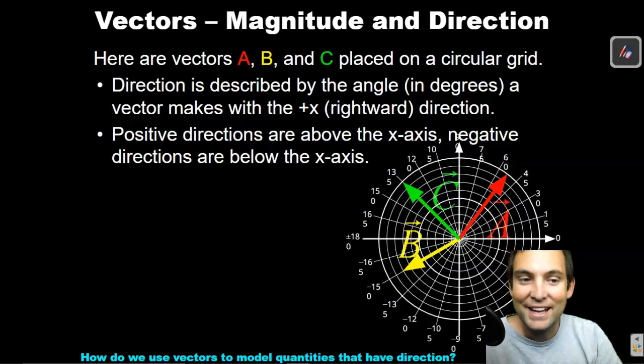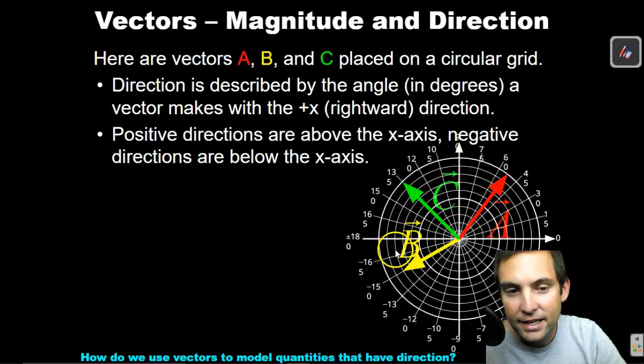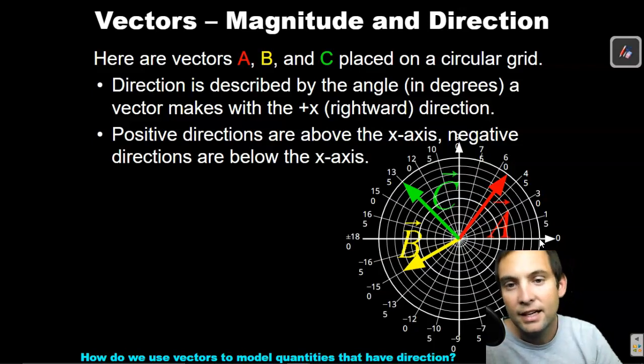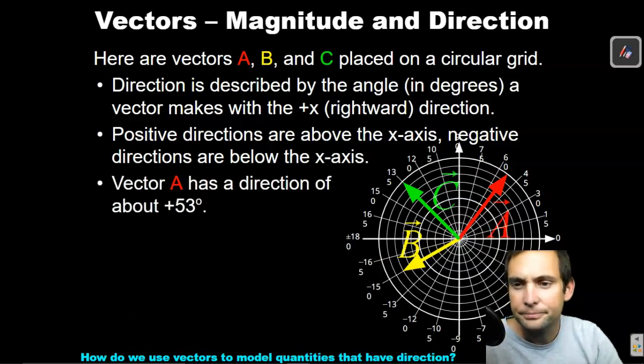Direction is described by the angle in degrees a vector makes with the positive x direction. Okay, so we're always starting from our positive x direction, just like in math class, right? We start in the positive x, and then we count our degrees anti-clockwise until we get all the way to 360. Positive directions are above the x-axis, negative directions are below the x-axis.